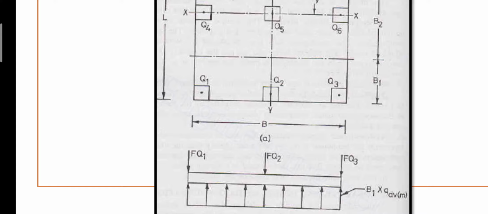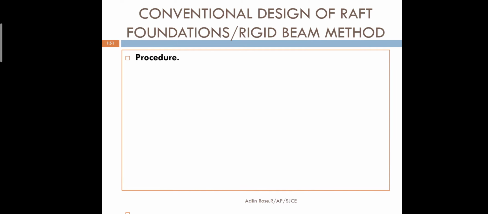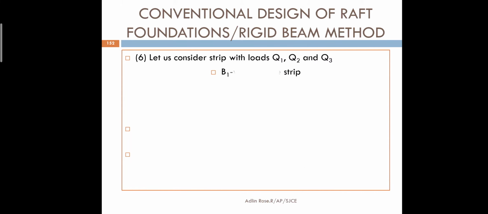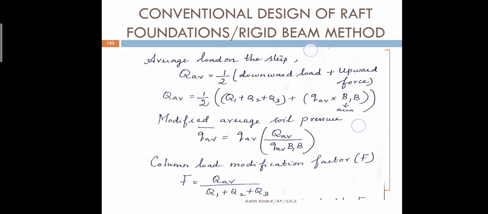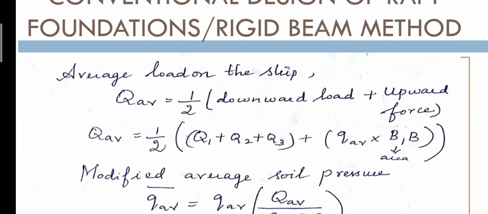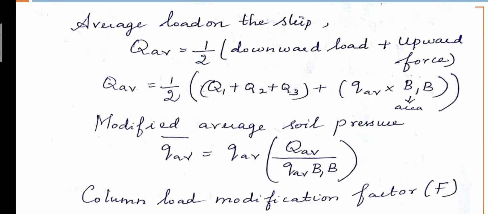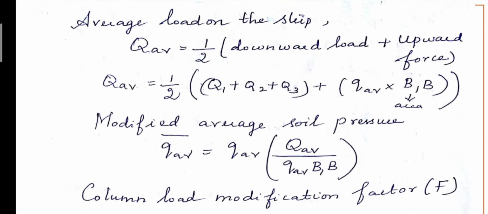Plan area of this strip, B1 by B. Width of the strip is B1, length of the strip is B. So B1 by B will be the area. So multiply the given pressure QAV into area, that will be converted into upward force. So average load is equal to upward load, that is QAV into B1 into B, plus downward load Q1 plus Q2 plus Q3. Since it's average load, total divided by 2. 1 by 2 we have to multiply. So this is average load on the strip.